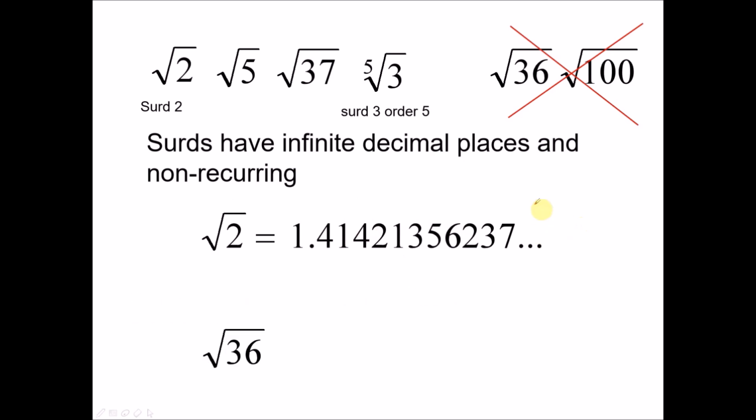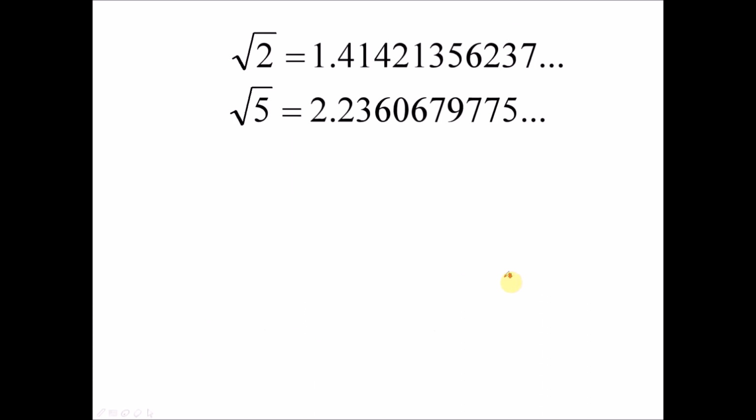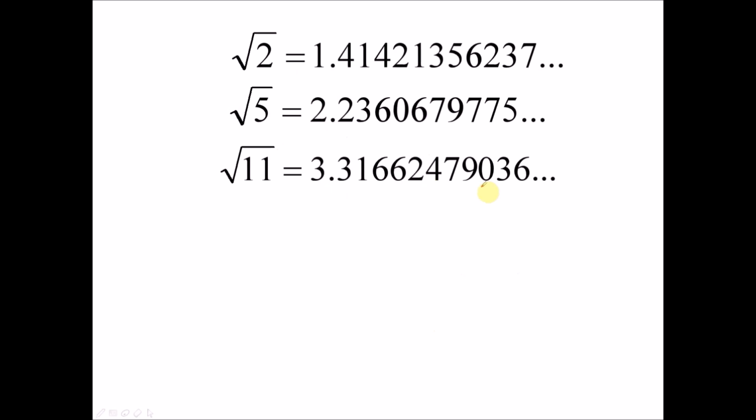Then how about the square root of 36? If you try to find the value of the square root of 36, it is actually 6. So it means that the square root of 36 can be simplified to 6, and it does not have infinite decimal places, meaning that the square root of 36 here is not a surd. So now we look at more examples. For surd 5, you have this. For surd 11, you have this. Again, all these numbers show that they have infinite decimal places and they are non-recurring.